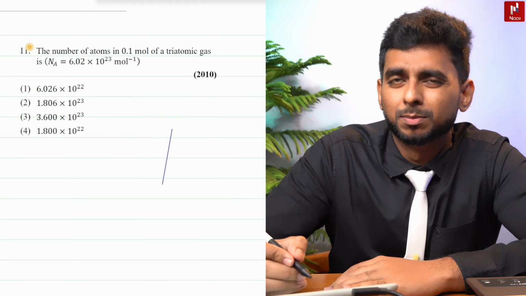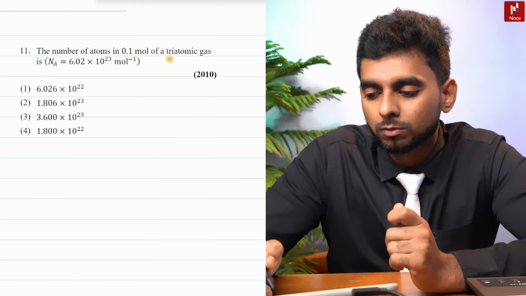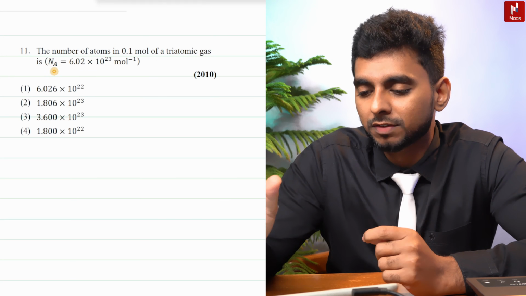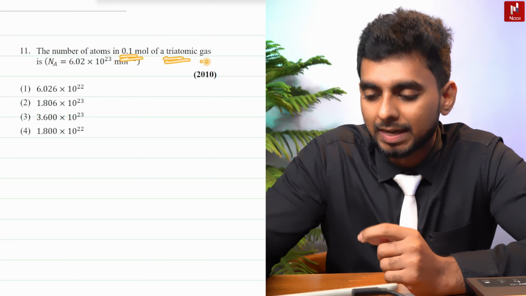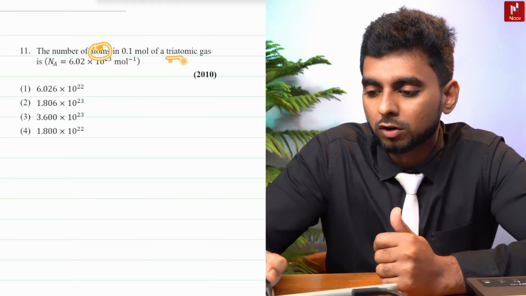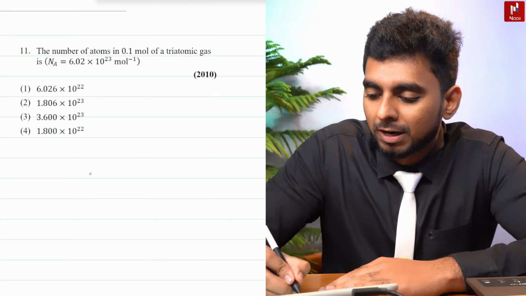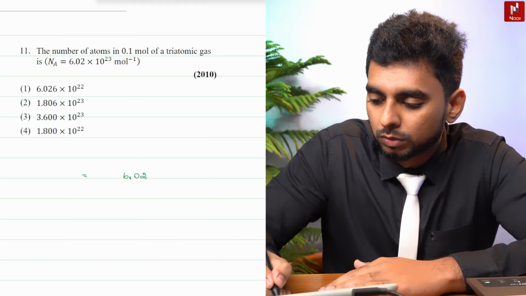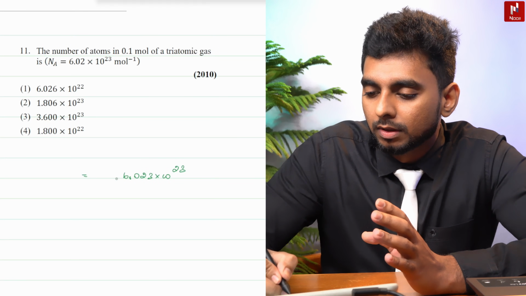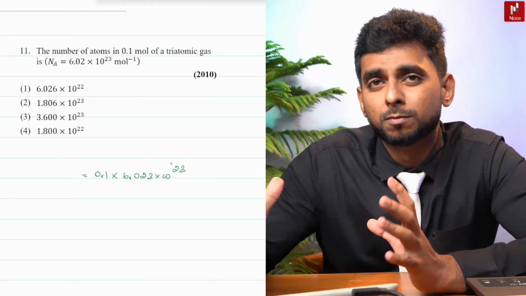This question is also a simple one, a little bit tricky. Let me read the question. The number of atoms in 0.1 mole of triatomic gas is. What I need to get is the count of atoms in 0.1 mole of triatomic gas. Got it? So they're asking us to find the number of atoms. So in 1 mole, I'll have 6.023 into 10 power 23 entities. Here, I haven't taken 1 mole, instead I have taken 0.1 mole. So this much amount of molecule will be there.